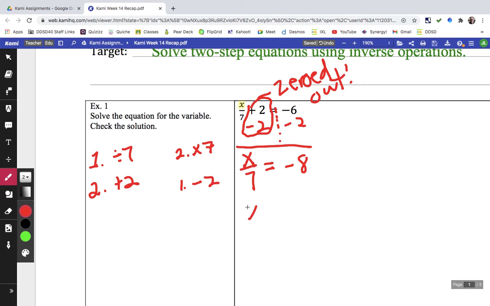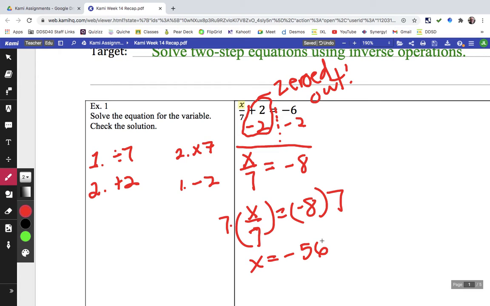And then I'm going to make another copy of this. I'm going to multiply this by 7, so that we can undo this dividing by 7. So this one is 56.